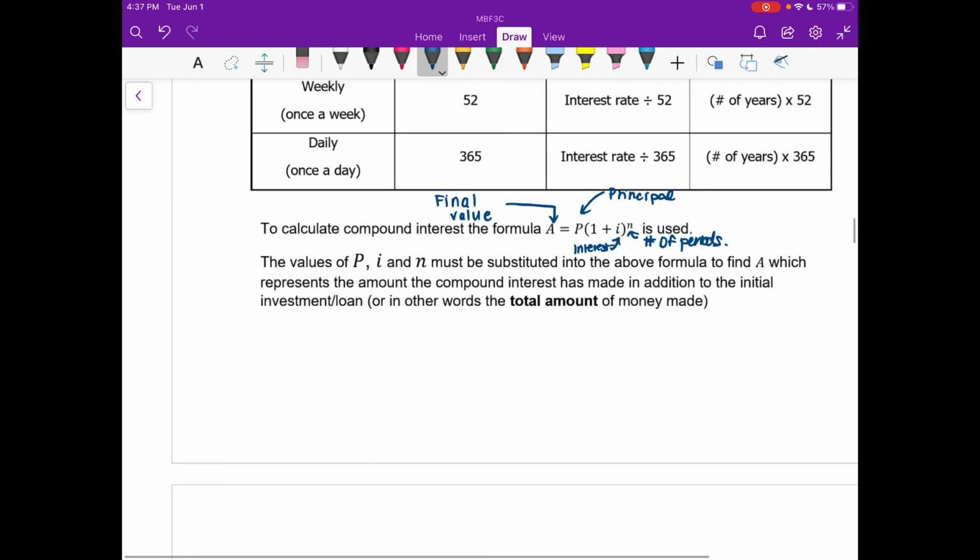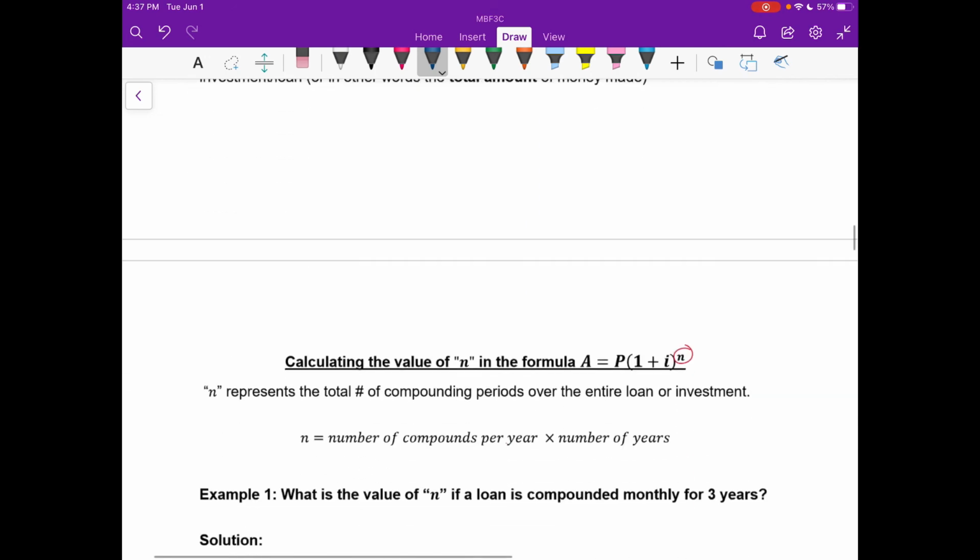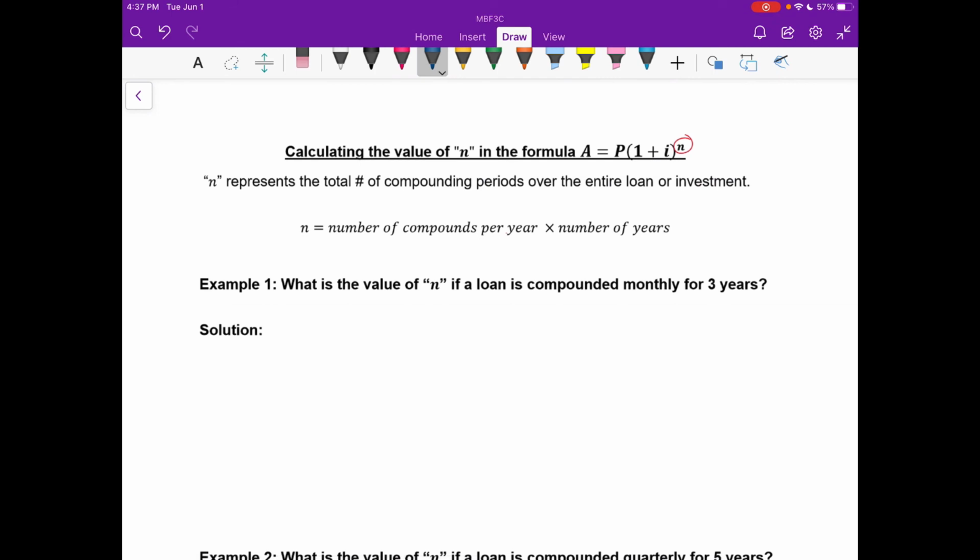Okay? So the values P, I, and N must be substituted into the above formula to find A, which represents the initial investment or loan plus the compound interest that has been made, or the total amount of money made. When you're calculating the value of N in the formula, N represents the total number of compounding periods over the entire loan or investment. So say I invested something for 10 years, and I compounded it monthly. That means the number of compounding periods I had per year was 12, multiplied by the number of years.